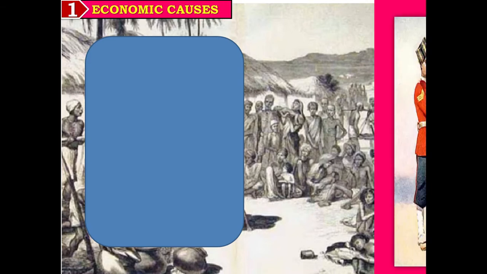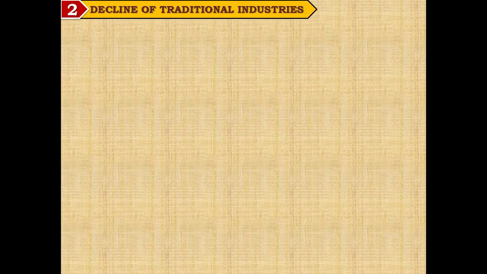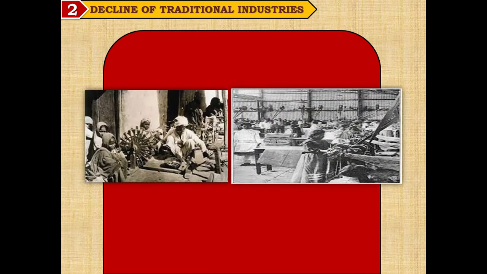First one, the economic causes. The exploitative economic policies of the British were to a great extent responsible for the massive uprising, children, because there was a downfall in the economic development of our country India during the period of the British. So huge economic losses were suffered. And the second one is the decline of the traditional industries.